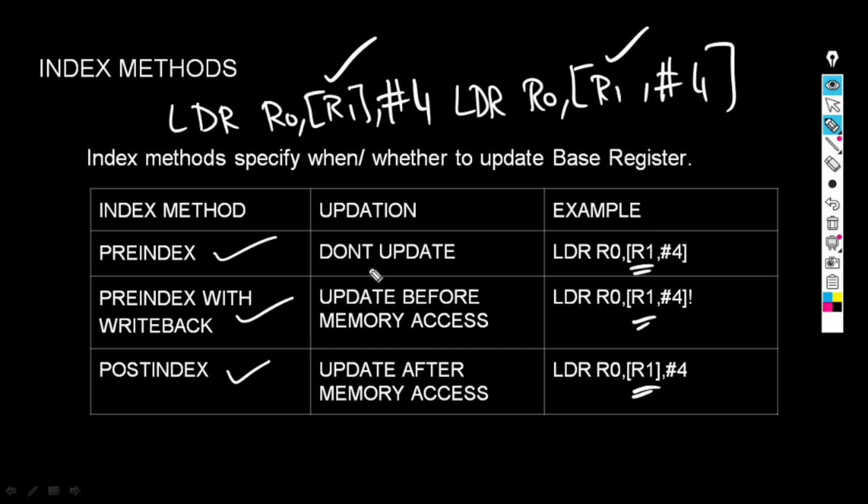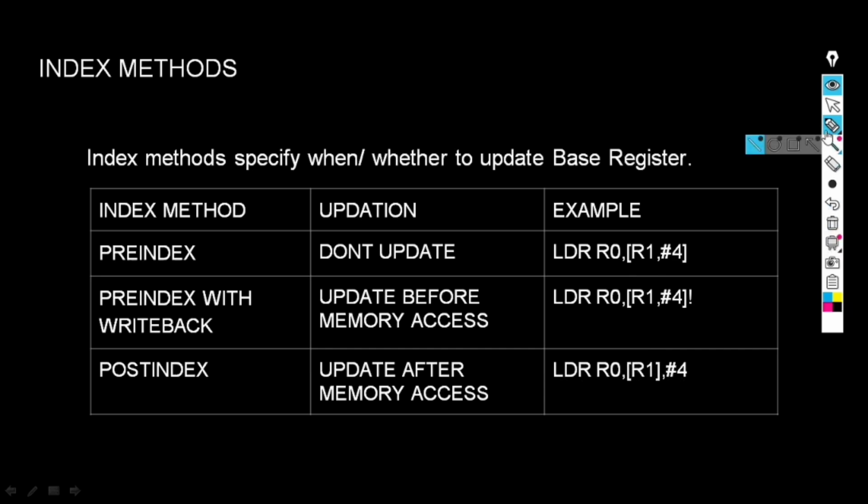What we are saying in the case of index methods is that in the pre-index method, the address of R1 remains unchanged. In pre-index with write back, before any memory access happens, the address in R1 should be updated, and in post-index, after the memory access, the address in R1 should be updated. Let's see how exactly it happens.